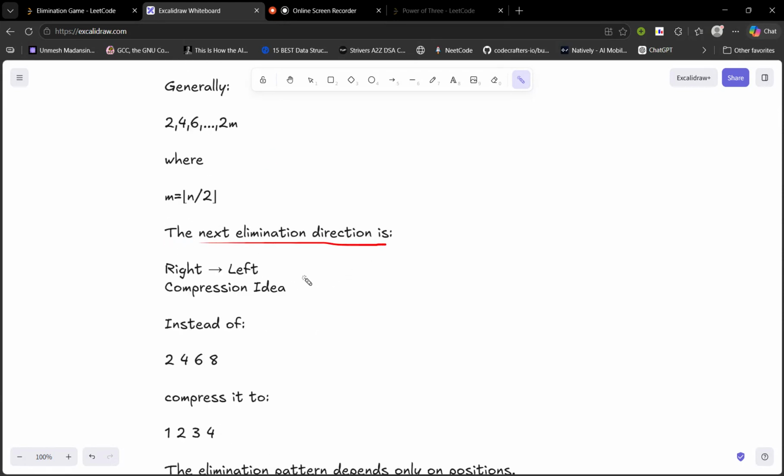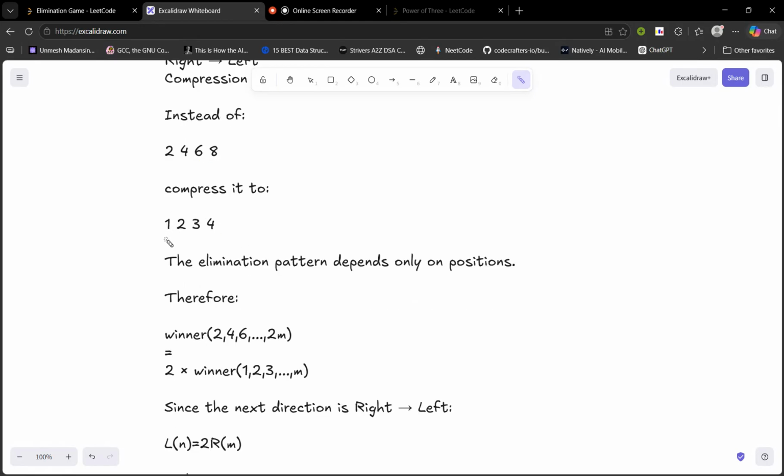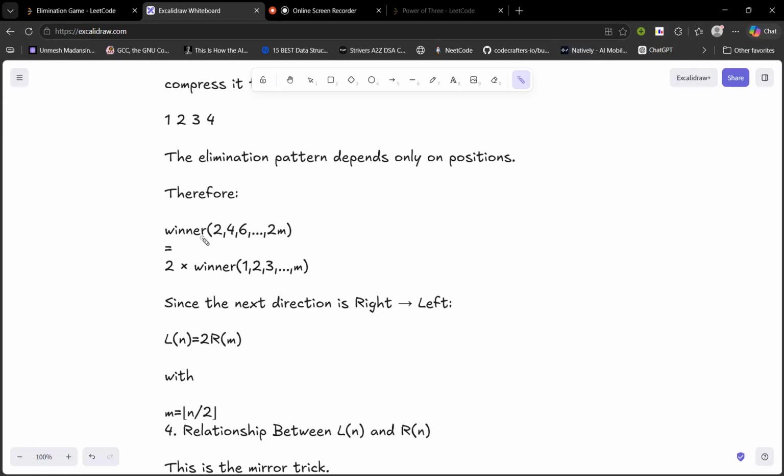Then the next elimination direction is right to left. So now instead of 2, 4, 6, 8, why don't we think about 1, 2, 3, 4, as the number value doesn't matter. Only the position and the direction of elimination matter. Yes, so the elimination pattern depends only on positions. Therefore, the winner of 2, 4, 6 to 2m will be equal to 2 into the winner of 1, 2, 3, and so on till m.